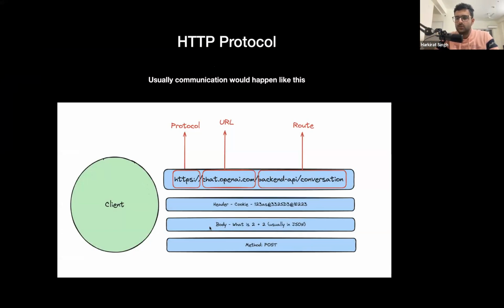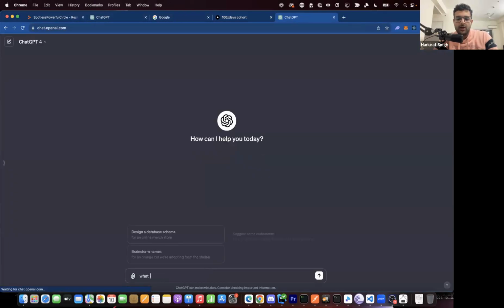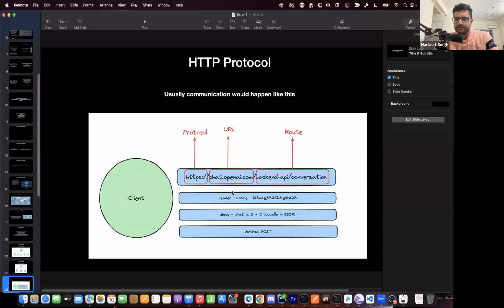Body. This is the most important bit. Whenever you're sending a request to the backend, you are asking it to do something, right? Just like when you call a function, you ask it to do something. You send some arguments. This is the main sort of arguments that you send. If I'm asking the ChatGPT server, what is 2 plus 2? This is what I will send in the body. If I go to chatgpt.openai.com and ask it, what is 2 plus 2? The request that goes out will have some body. The body will have this text in there.